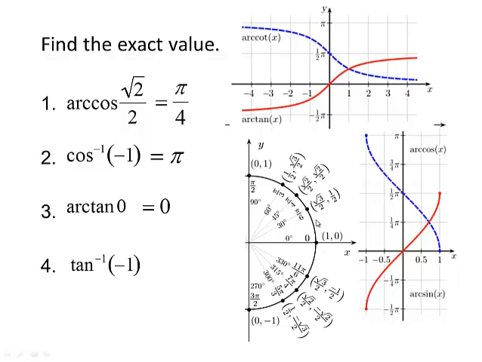And the arctangent of -1, where's arctangent of -1? Right here. It's negative rad 2 over 2 divided by rad 2 over 2. So it would be 7 pi over 4. Or -1 pi over 4. Or -45 degrees instead of 315 degrees.